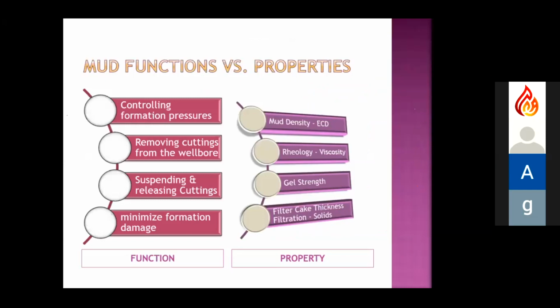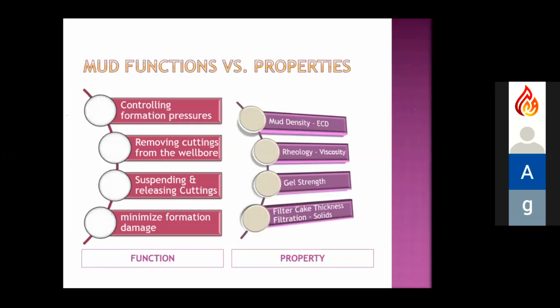Now, mud functions versus mud properties. We know the mud functions, but we need to make some relationship between mud functions and mud properties. Which function leads to which properties? Controlling formation pressure is the first function. We need mud to control formation pressure, because when you make a hole, some pressure will come. You have to control this pressure.